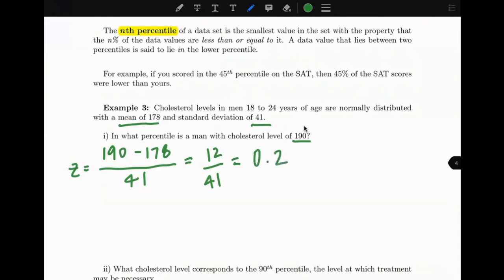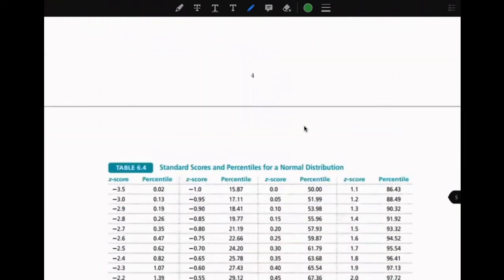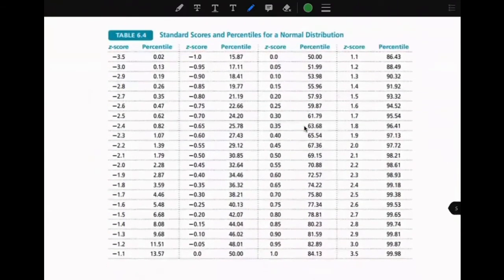I got 0.292. I'm going to round it to 0.29. And then we want to figure out what percentile that is. Well, what we're actually going to do is use this really, really nice table right here on the next page.